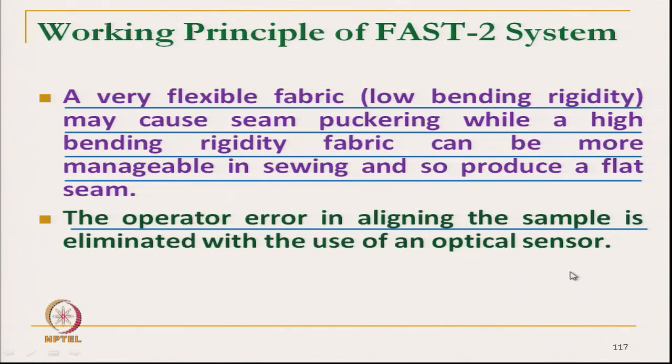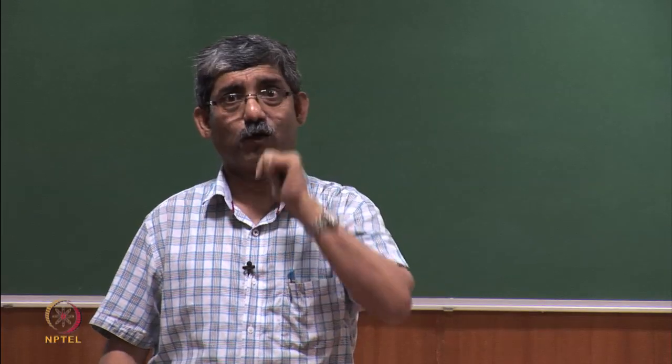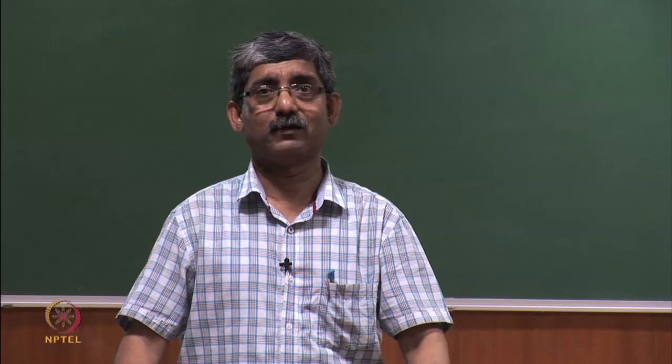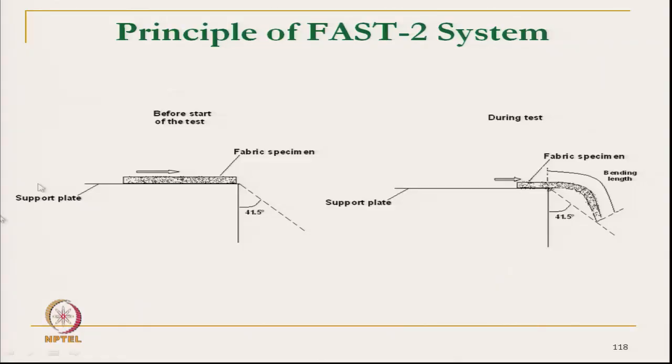So, that operator error can be eliminated, because in this instrument the alignment of the sample is very important, and an optical sensor is used for better alignment. So, this is the first system, it is exactly the same as the Shirley bending stiffness tester, and here is the bending length, which is measured at a 41.5 degree angle as soon as it measures this free length. It is the bending length, okay.